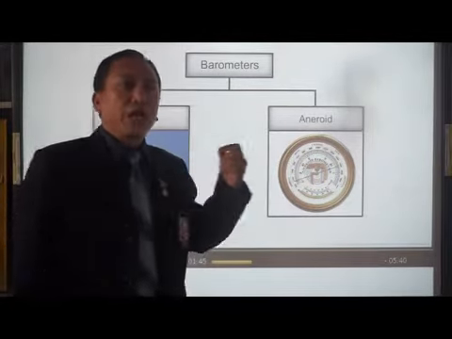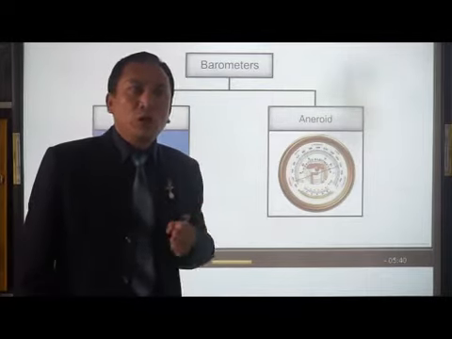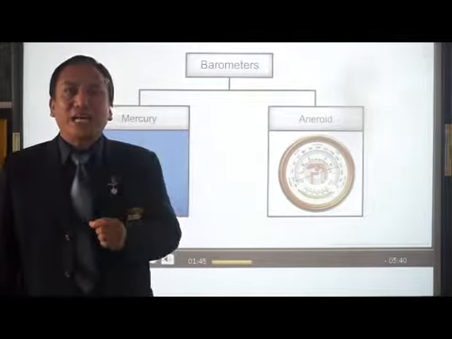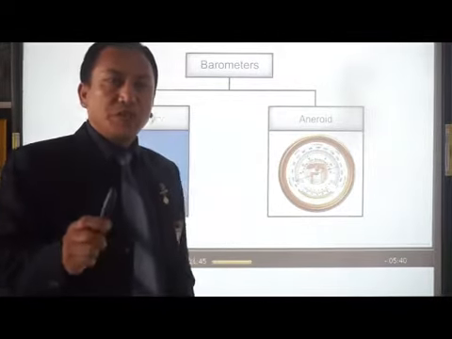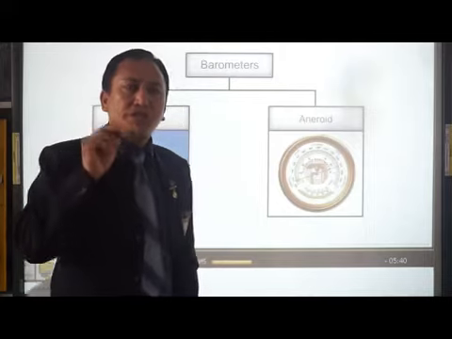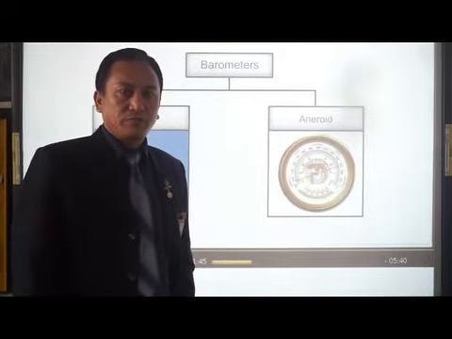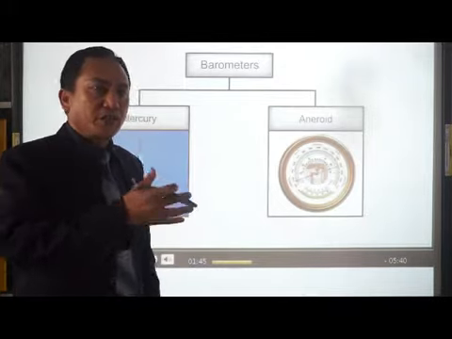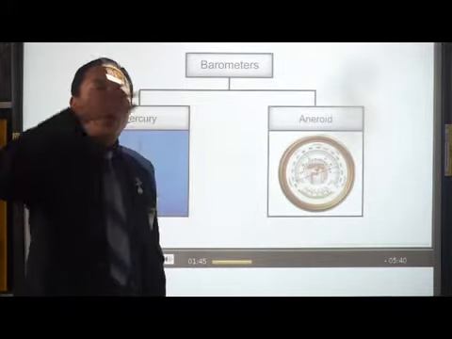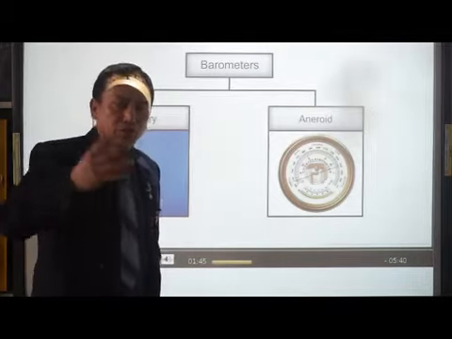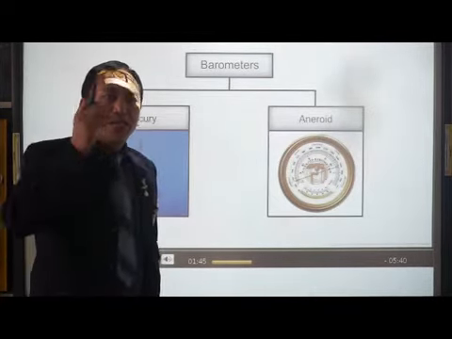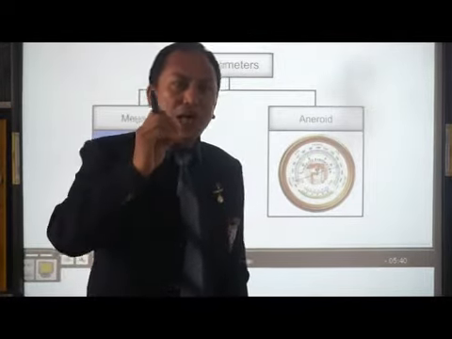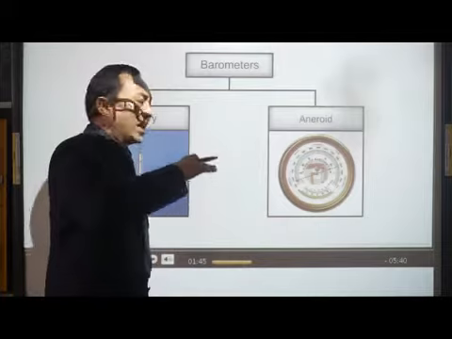For instance, you can also name an instrument called the altimeter, A-L-T-I-M-E-T-E-R. The altimeter is an instrument which measures height. It's mostly used in aeroplanes. You have this device installed in aeroplanes. As you go higher up, it records the altitude. Therefore, the altimeter is an instrument which measures the height or altitude as you move in an aeroplane.